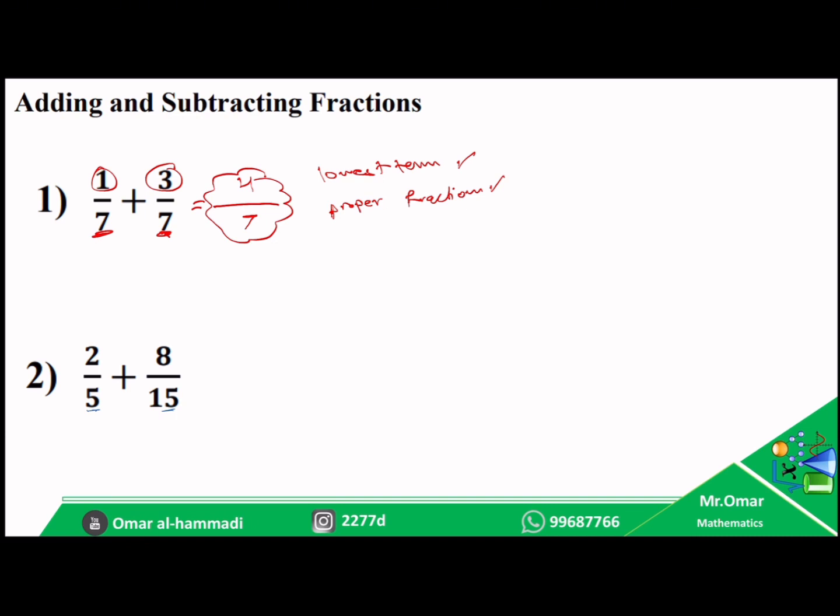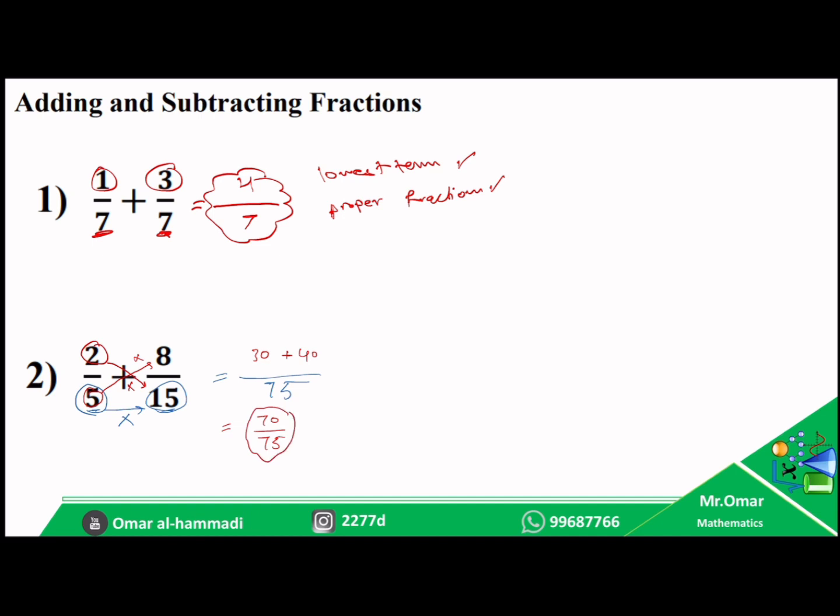We multiply 5 multiplied by 15. 15 multiplied by 5 will give us 75. And then we multiply 2 multiplied by 15 cross. 2 multiplied by 15 will give us 30. We have a plus sign, so we have plus. Then 5 multiplied by 8 will give us 40. So the result will be 70 divided by 75. So this is the result.